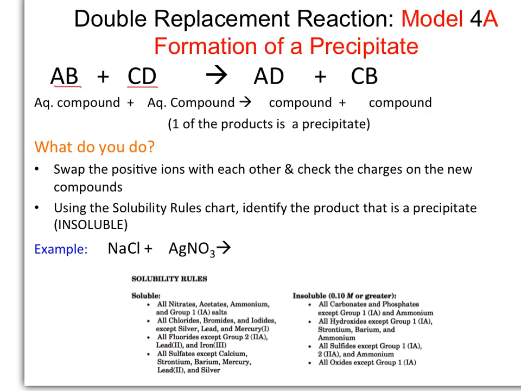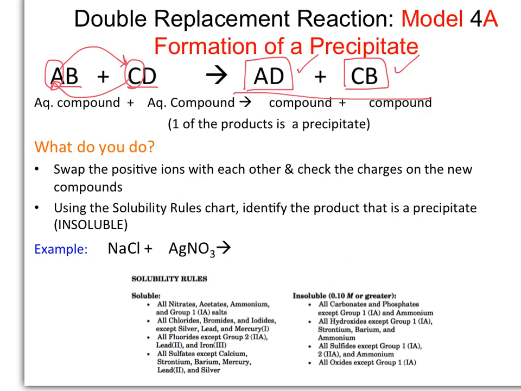And the positive ions are basically going to swap places with each other. And so when A swaps places with C, it will then become AD, and then you will end up getting CB because C is going to take the place of A. In the formation of a precipitate model for A, one of these 2 will be a precipitate. You'll use your solubility rules chart to predict that. Remember, when you make these 2 new compounds, you will need to check the charges on them.